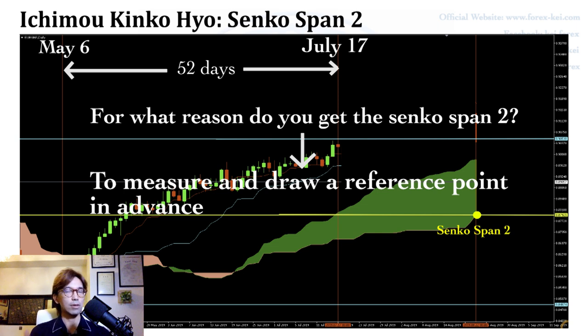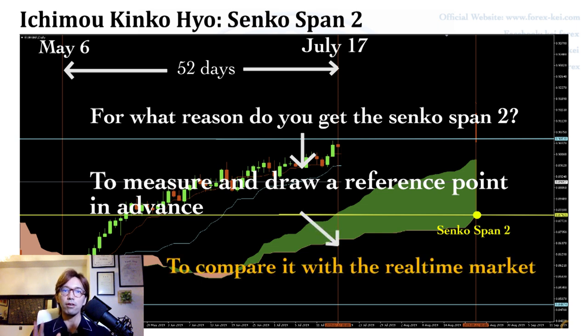Drawing those reference points in advance is not for predicting the future, because the price might not move exactly that way, right? The true reason is to check and compare whether the current market is strong or weak by comparing it with the reference points. If you can imagine, without any reference, you cannot know what's right or what's wrong, right?